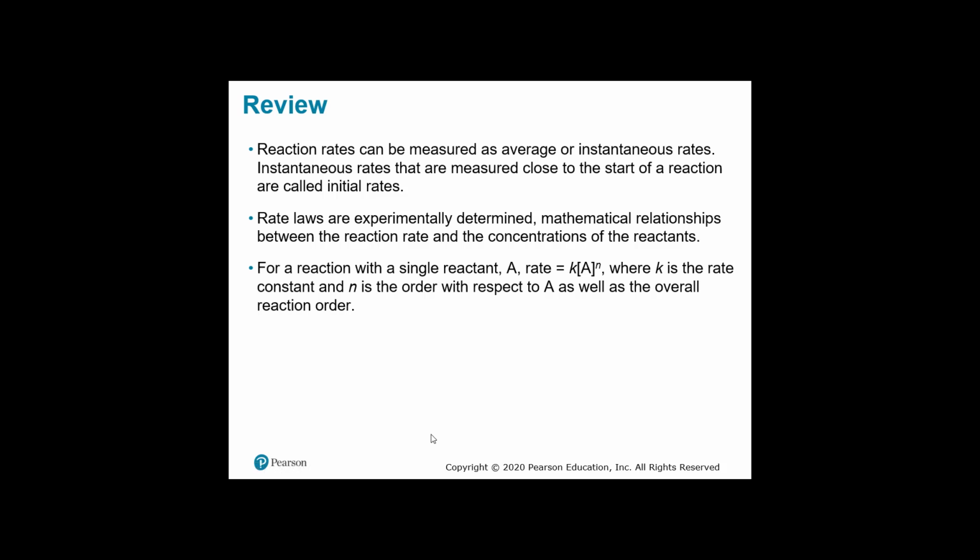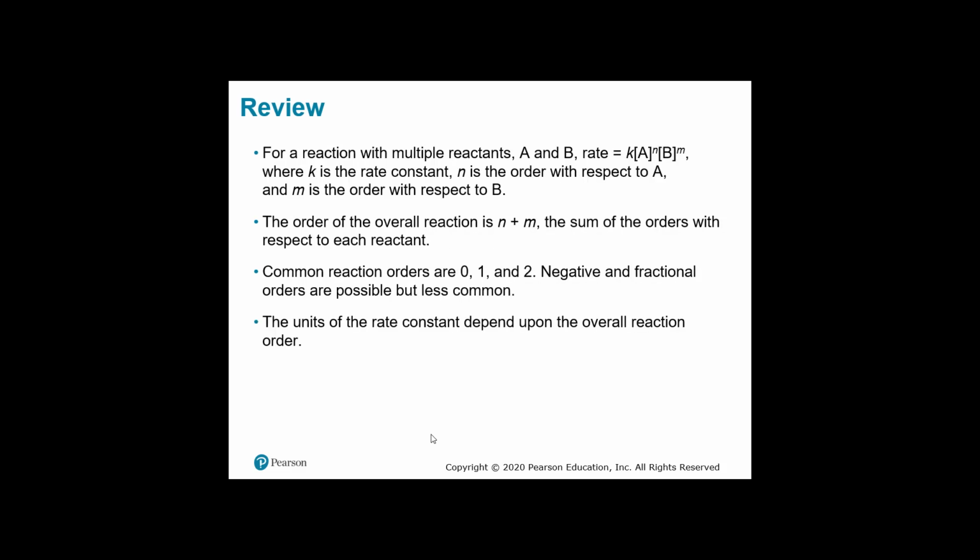So here's a review. Reaction rates can be measured as average or instantaneous rates. Instantaneous rates, from the previous section, measured close to the start of the reaction, are called initial rates. Rate laws are experimentally determined mathematical relationships between the reaction rate and the concentration of the reactants. For a reaction with a single reactant, K is the rate constant, and n is the order with respect to A, as well as the overall reaction order.